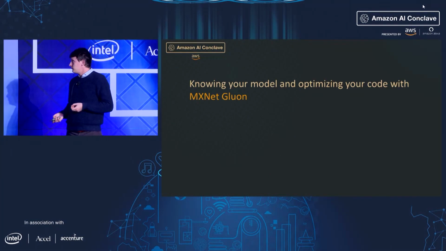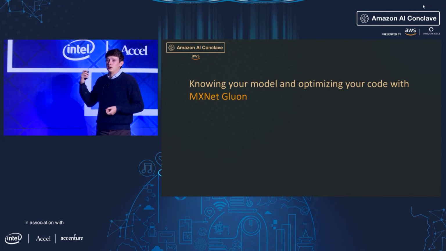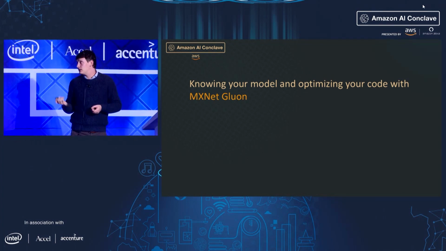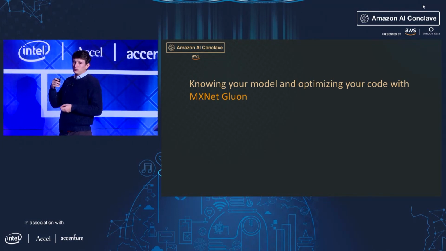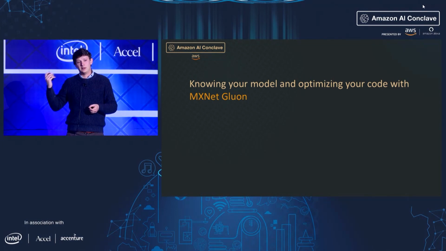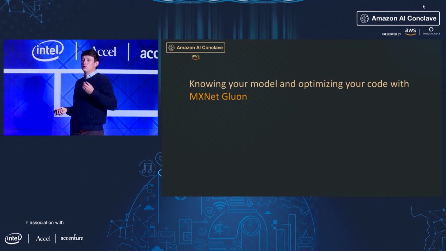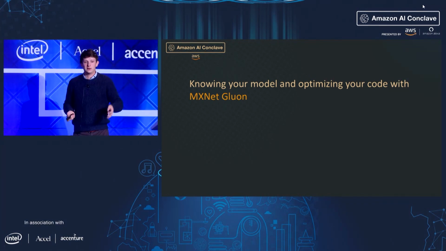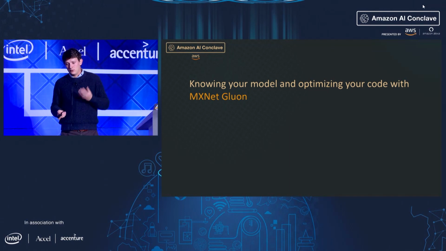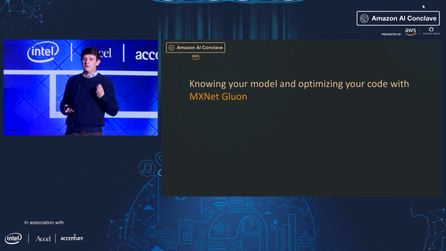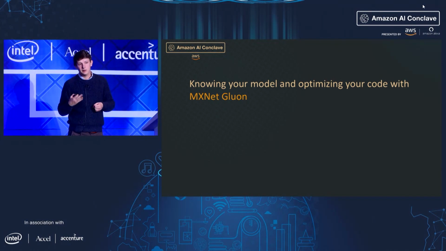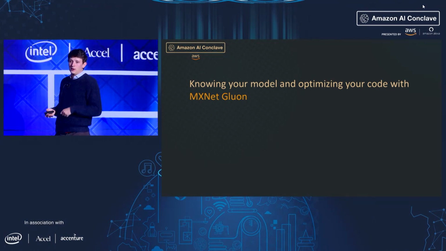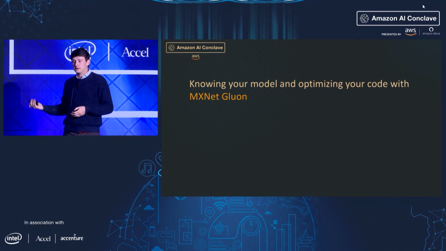So the first part of how I'm going to show you how you can tackle this is knowing your model and optimizing your code with MXNet Gluon. So I'm going to touch on a few things that Cyrus was saying in the previous talk, how you can use all these tools in order to maximize efficiency. And I'm going to give you some practical tips, 5 sets of practical tips, and each of them is a one-liner that can move your training speed from a reference of 1x to 5x.